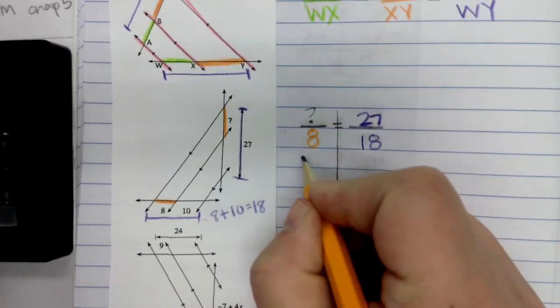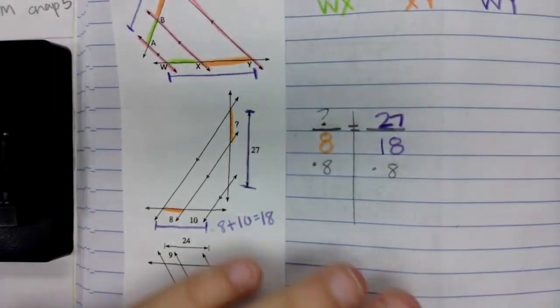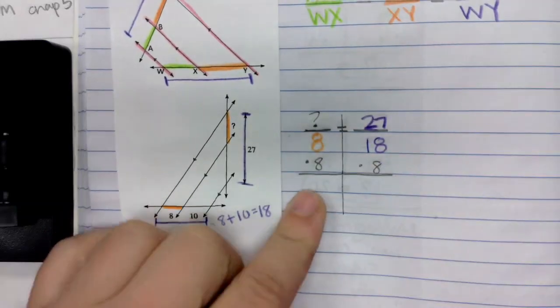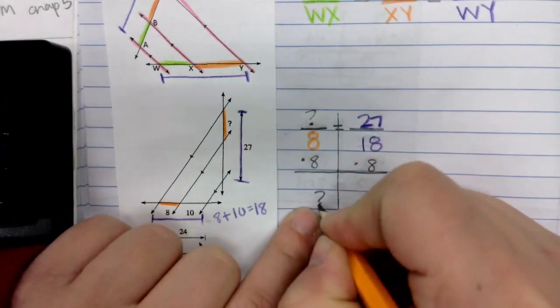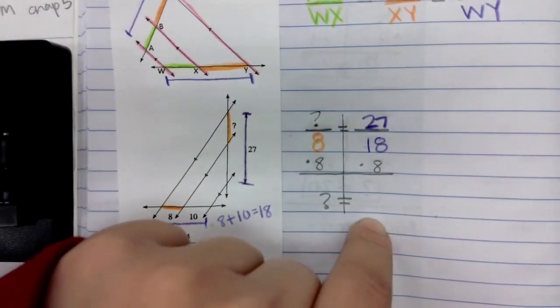Multiply both sides by 8. So remember that 8 and 8, they undo each other, so we don't need that anymore. So we just have question mark equals 27 divided by 18.